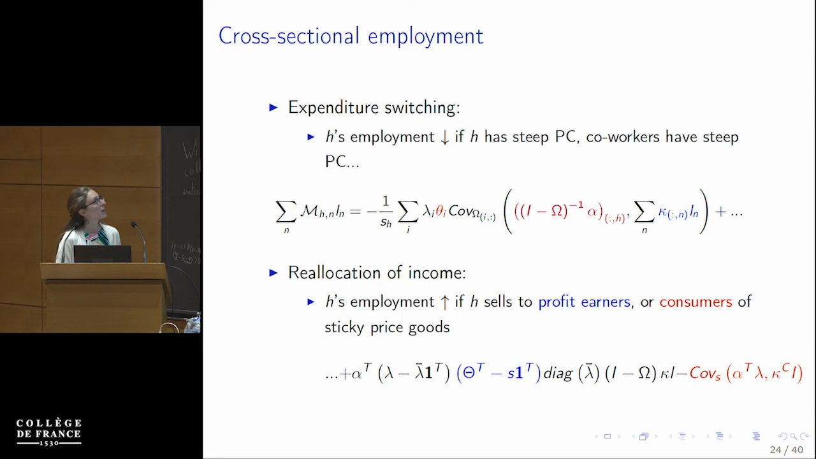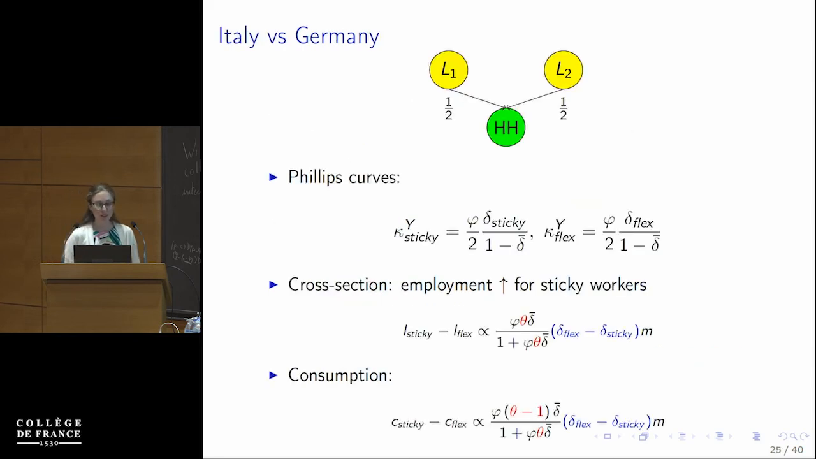All right, great. So let's see this mechanism at work in our workers example of Italy versus Germany. So just to recall, the Italian worker had a flat Phillips curve and sticky wage, and the German worker had flexible wage. So we see that the Italian worker Phillips curve, so the effect of increasing Italian employment on good prices, is going to be proportional to its wage stickiness, which is smaller than the German wage stickiness. So the Italian worker is going to be a flat Phillips curve worker.